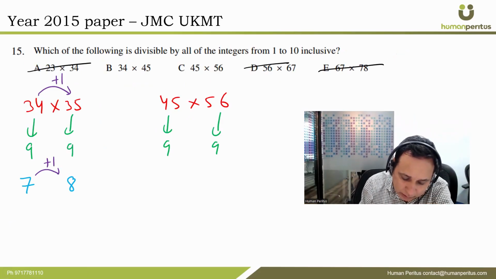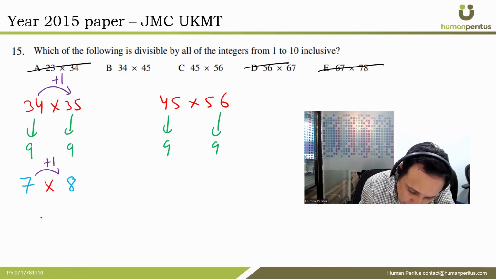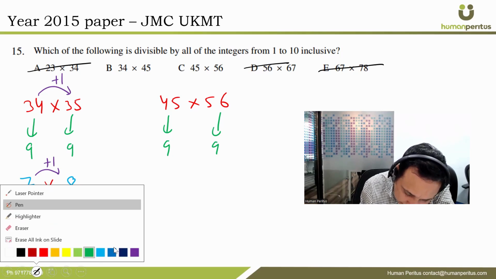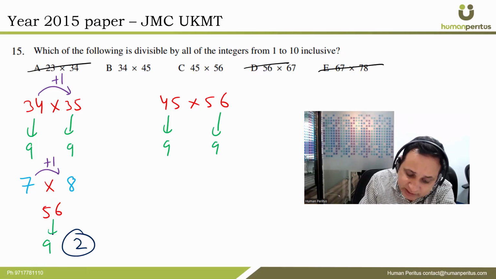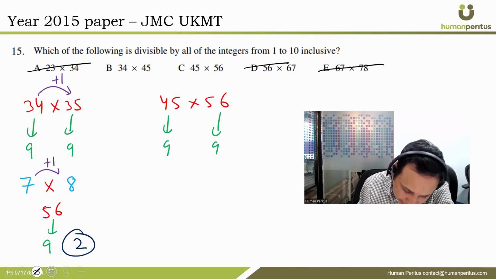Okay, come back. So now remainder is what? 7 and 8. Again multiply 7 and 8. I get what? 56. Again try to divide it by 9. And what remainder do I get? I get remainder to be 2, right? Therefore, this number is not divisible by 9.